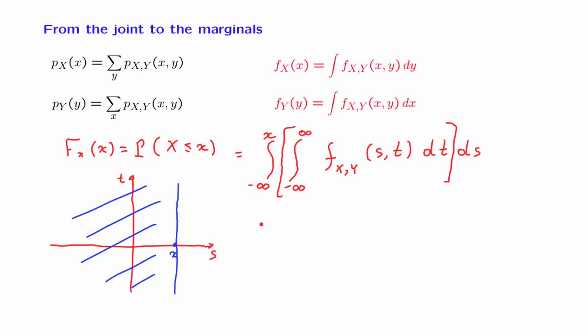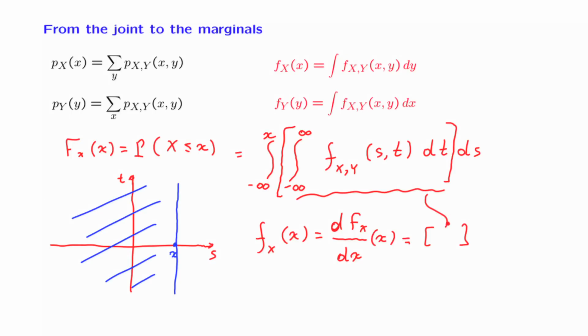Think of this double integral as an integral with respect to the variable s of this complicated function inside the brackets. Now, to find the density of x, all we need to do is to differentiate the CDF of x. And when we have an integral of this kind and we differentiate with respect to the upper limit of the integration, what we are left with is the integrand, that is this expression here. It is an integral with respect to the second variable, and it's an integral over the entire space from minus infinity to plus infinity.